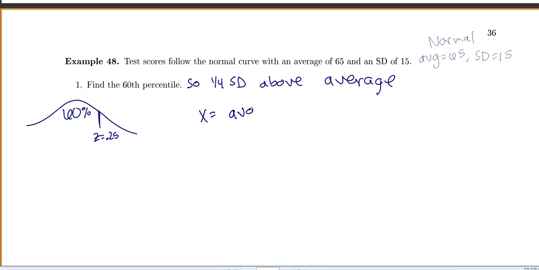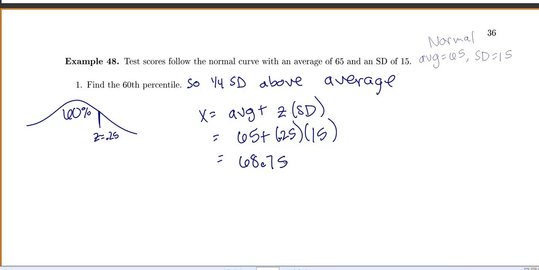So x is again the average plus the number of standard deviations times the standard deviation. My average is 65. My z value is 0.25 because I need to be 1/4 standard deviation above the average, times the actual standard deviation, which is 15. And we get 68.75.